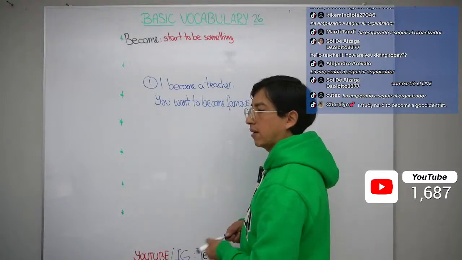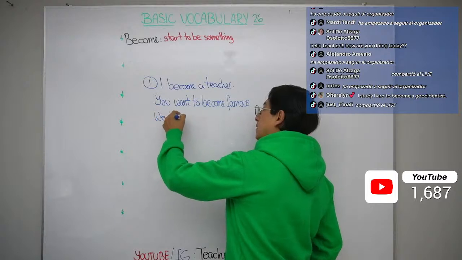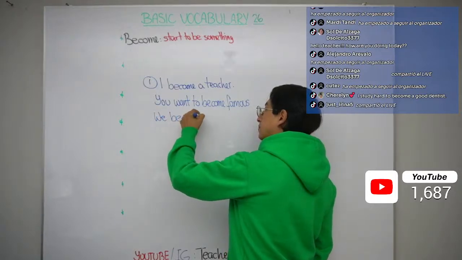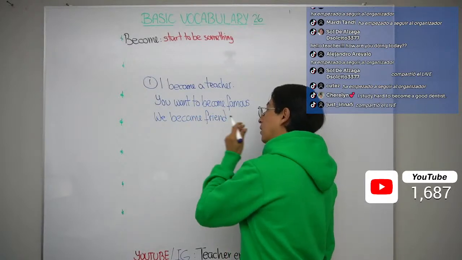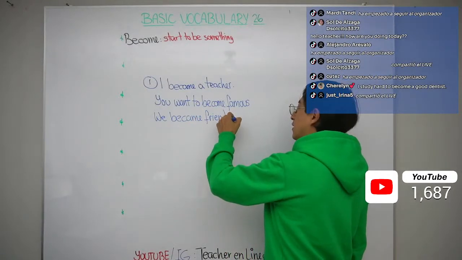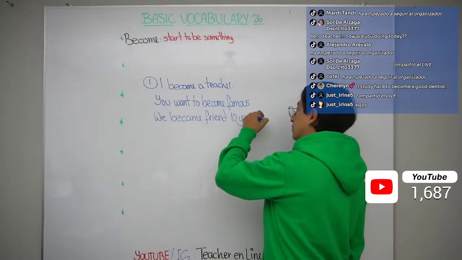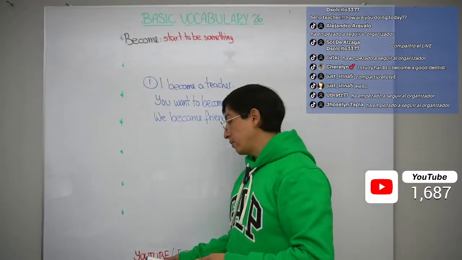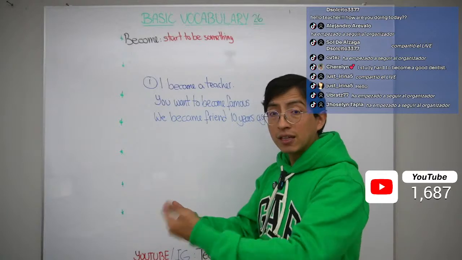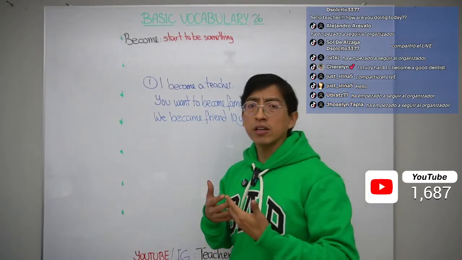We can say, for example, we became friends. Okay, we became friends 10 years ago. So what does it mean? Well, we met 10 years ago. Okay, we met 10 years ago and we started talking.